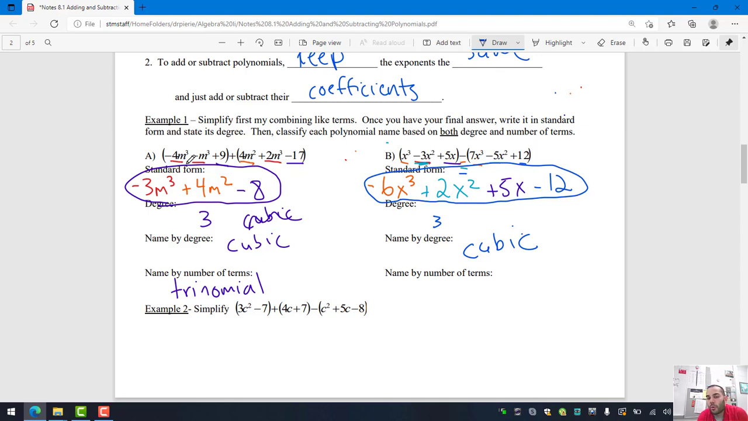Okay, we haven't talked about 4-term polynomials yet. There is like special names for it, but anytime you're over 3, I don't really expect you to know the name. Let's just call this a 4-term polynomial. And I'll take that as a correct answer.